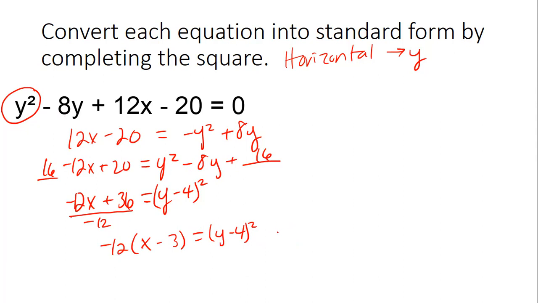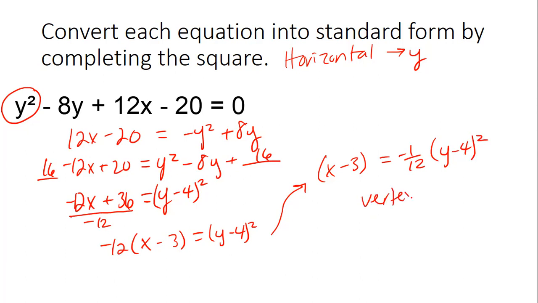We all know. All right, so then we're left with x minus 3 equals negative 1/12 (y minus 4) squared. So from here, I can identify the vertex at least. What's my vertex? 3, 4. And then I can find my C and find my directrix and my focus. Agreed? All right. The last is just more practice for you.